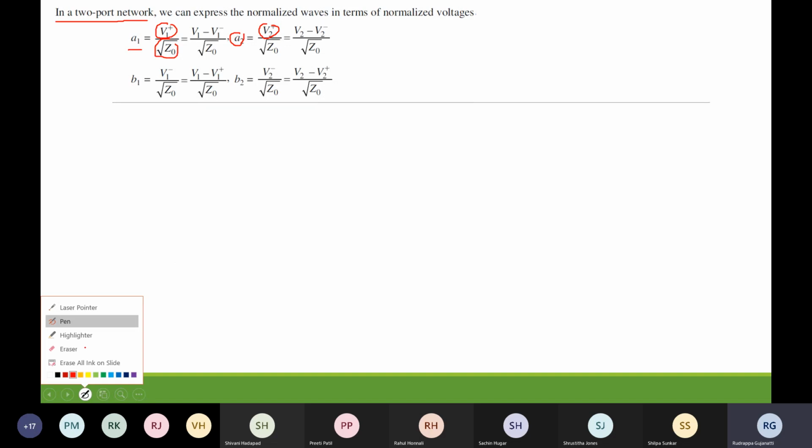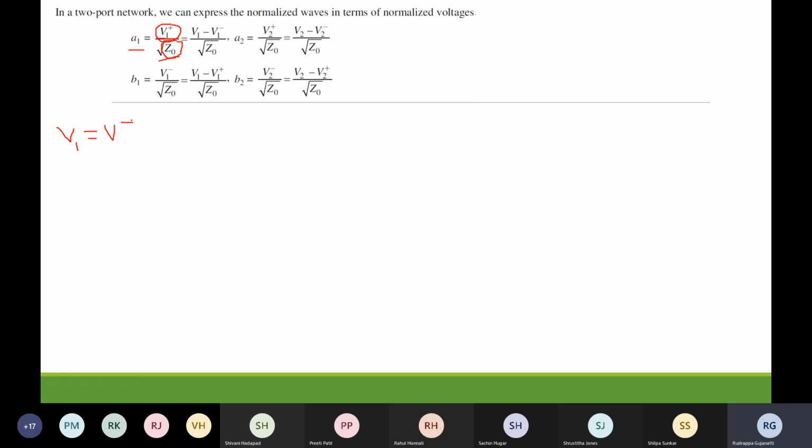So here A1 is given by V1 plus, that is the incident voltage, divided by the square root of Z0, where Z0 is the characteristic impedance. Now, V1, that is the input voltage at port 1, will be the summation of V plus and V minus. Therefore, if I have to represent V plus, I obtain it as V1 minus V minus. So this is the representation.